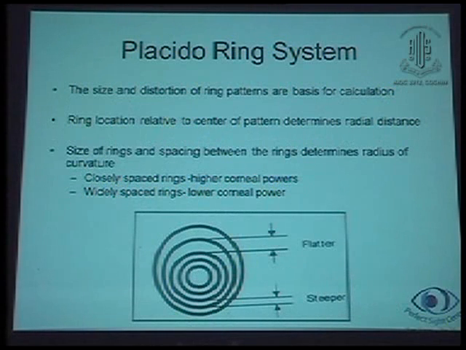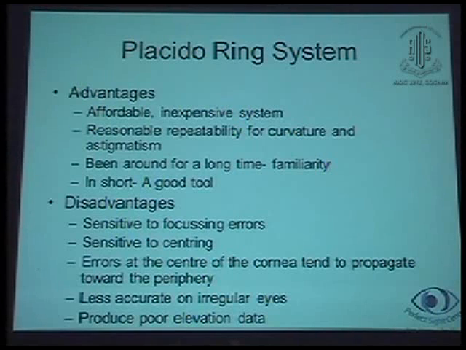Essentially what happens here is the size and distortion of the ring patterns are the basis for calculation. The closer the rings, the steeper the cornea. The further away the rings, the flatter the cornea. This is very simply speaking. There are certain advantages it gives us, like it's an affordable, inexpensive system. There's reasonable repeatability for curvature and astigmatism. It's been around for a very long time, therefore a lot of us have a reasonable amount of familiarity with it, even if we are not cornea surgeons. And in short, it's a good tool.